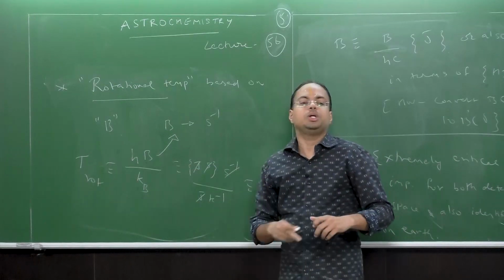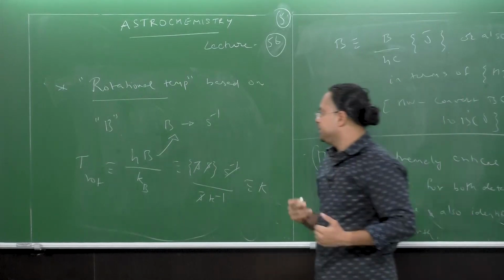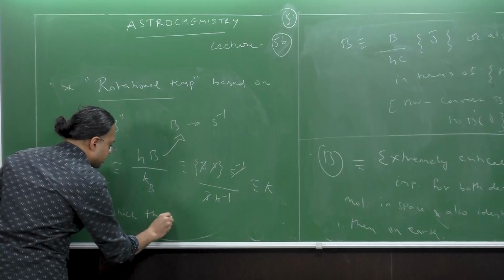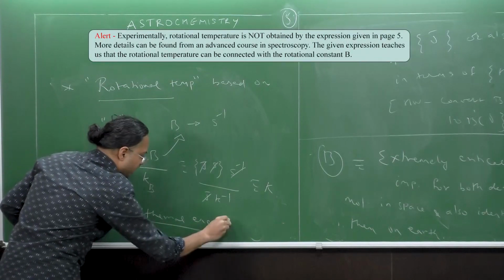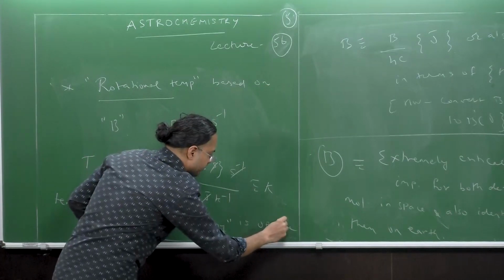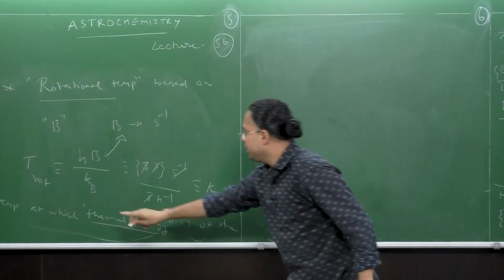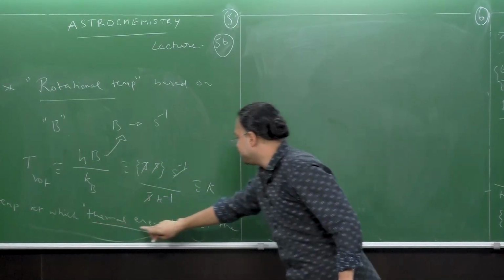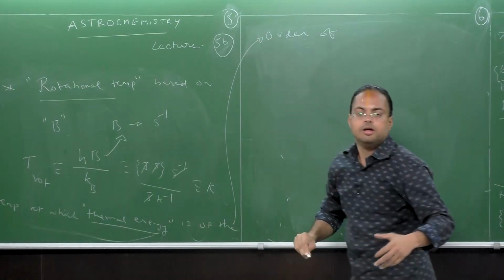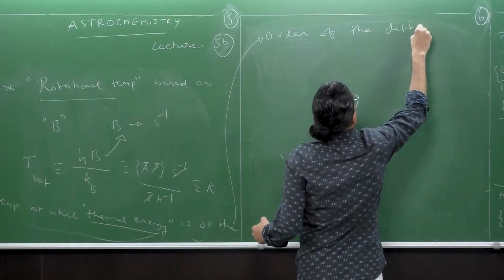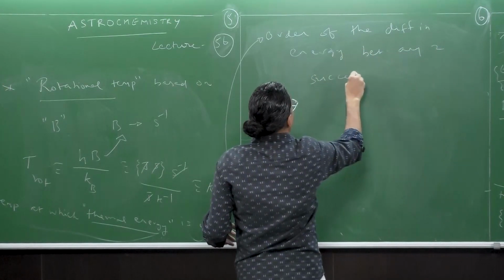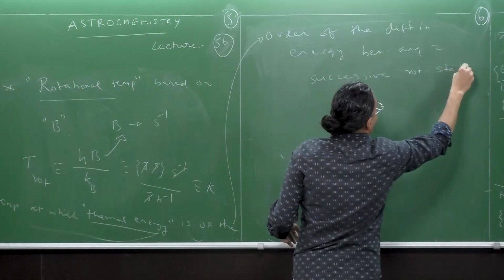So this rotational temperature is actually a measure of the temperature at which the thermal energy, okay, so what I've written is T rotation, that is the rotational temperature, is going to be the temperature at which the thermal energy of the system is of the order of the difference in energy between any two successive rotational states. What do we mean by this?